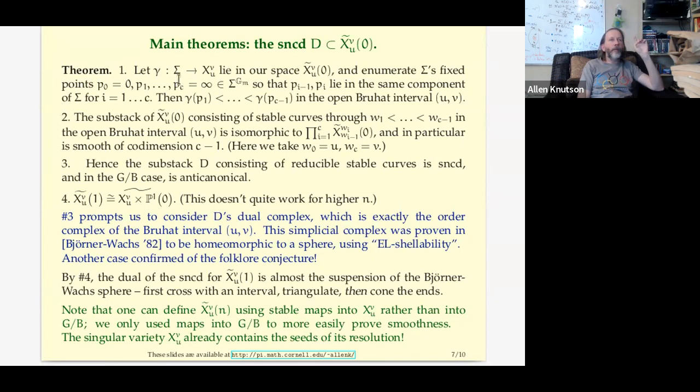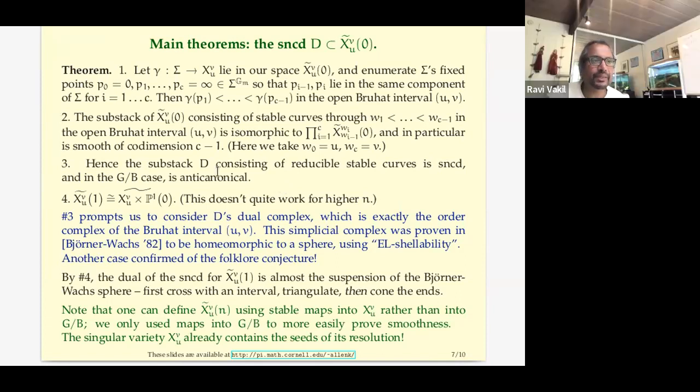Then if you fix the ones that are going to go through those, you get a product of smaller such things. And that's how I check that this guy is an SNCD. And it's an anticanonical divisor for G mod B.